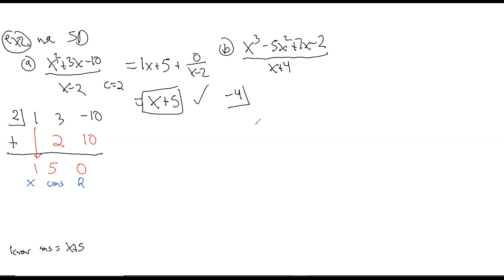To the right of that go the coefficients of the polynomial on the top. Make sure they're all accounted for: x cubed, x squared, x to the first, constant. We're good. Make sure they're all in descending order. So x cubed has a 1 in front of it, then a minus 5 in front of the x squared, a positive 7 in front of the x, and a minus 2 for the constant. Leave a blank row, plus sign in front of it.